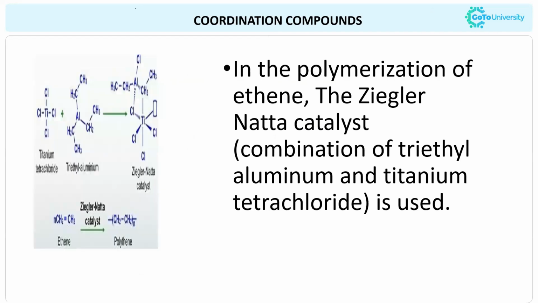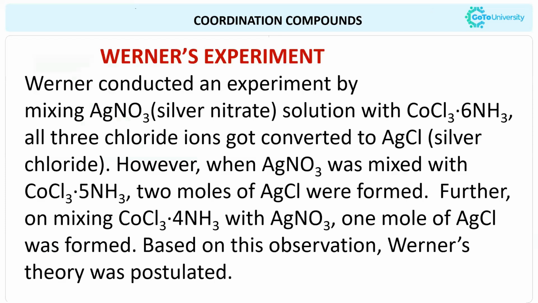Now, another application: during the polymerization of ethene for the formation of polythene, we have to use a Ziegler-Natta catalyst. That catalyst is a type of coordination compound. See, this is the reaction, in which ethene is converted into polyethene in the presence of the Ziegler-Natta catalyst. Here you can see the central metal atom is titanium, which is surrounded by ligands, including chlorine as well as some alkyl groups. So, this is an example of a coordination complex.